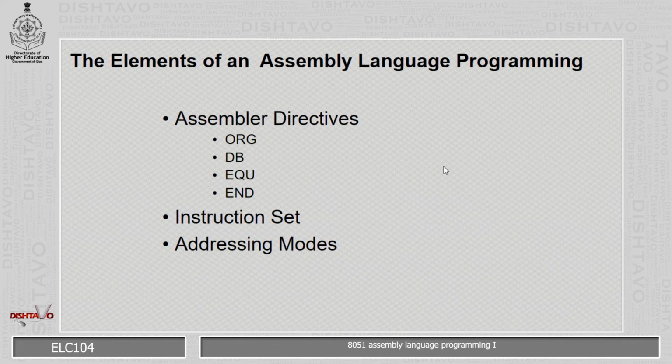The elements of assembly level programming: first, we'll be studying assembler directives. These are some of the important elements of assembly level language programming. Assembler directives such as org, db, equ, and then we'll be studying the instruction sets and addressing modes. Addressing modes will be covered in the next module, not here.